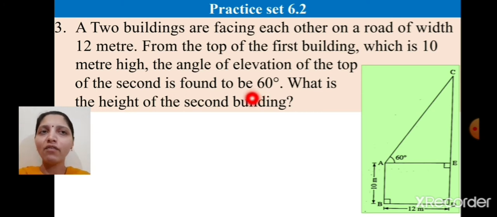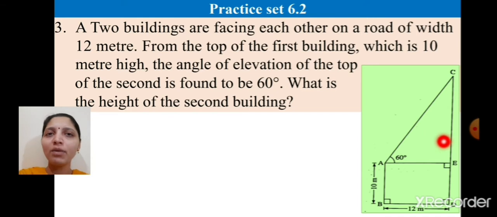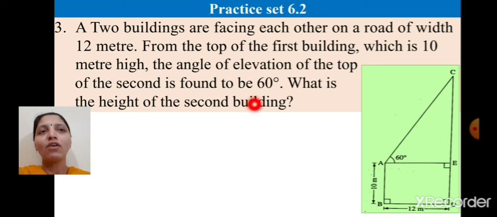So here angle of elevation is given. That means your second building will be higher than the first building. That you should understand. If angle of depression had been given, then your first building would be higher than the second building. So that you can show the angle of depression. But here angle of elevation is given.